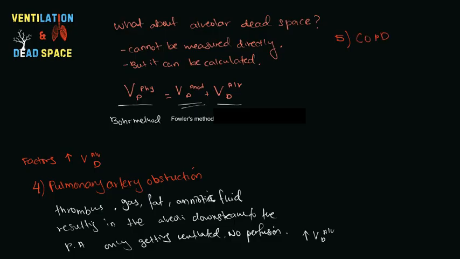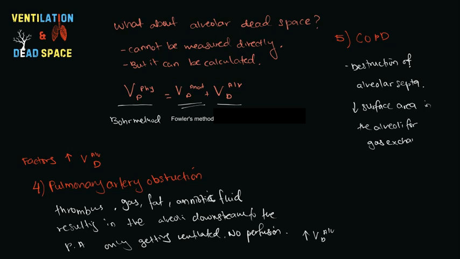Next, number five is chronic obstructive pulmonary disease. In COPD, the pathology will include the destruction of alveolar septa. So instead of two functioning alveoli, the septa will be destroyed, meaning there will be only one functioning alveolus. Let's take that for example. So in total, it will result in a reduced surface area available in the alveoli for gas exchange and result in an increase in alveolar dead space.